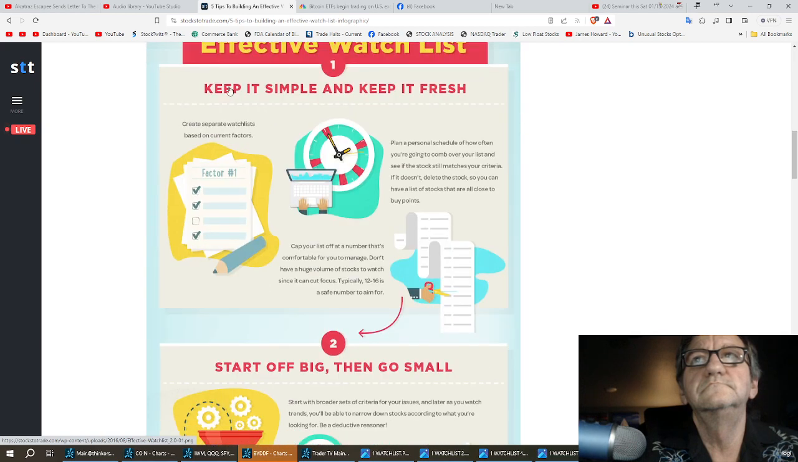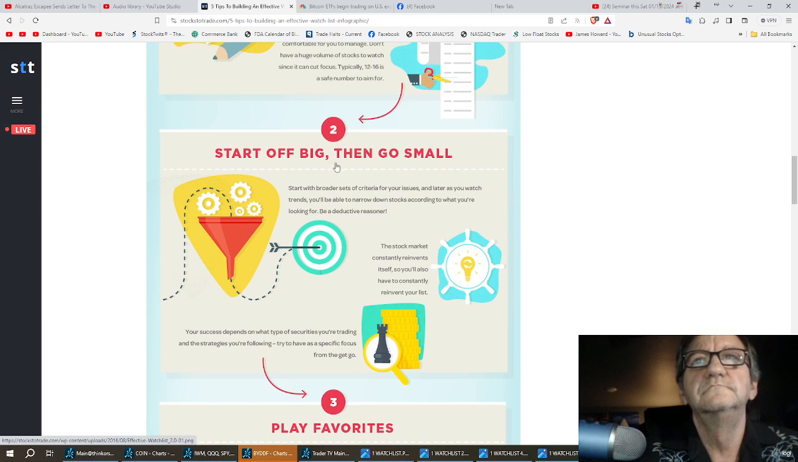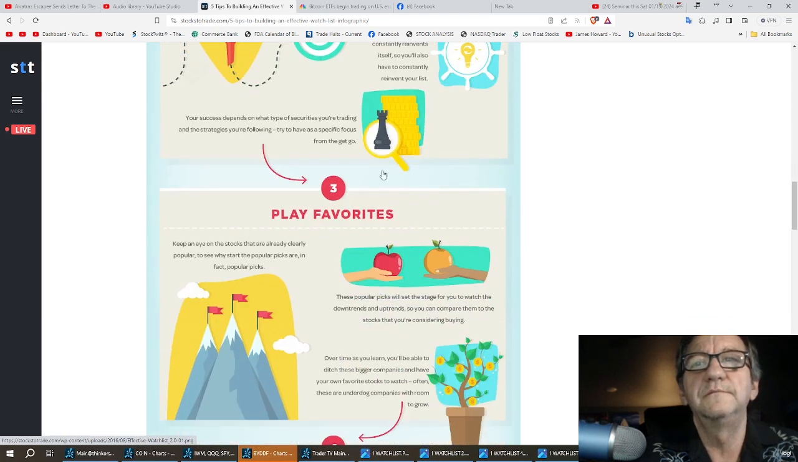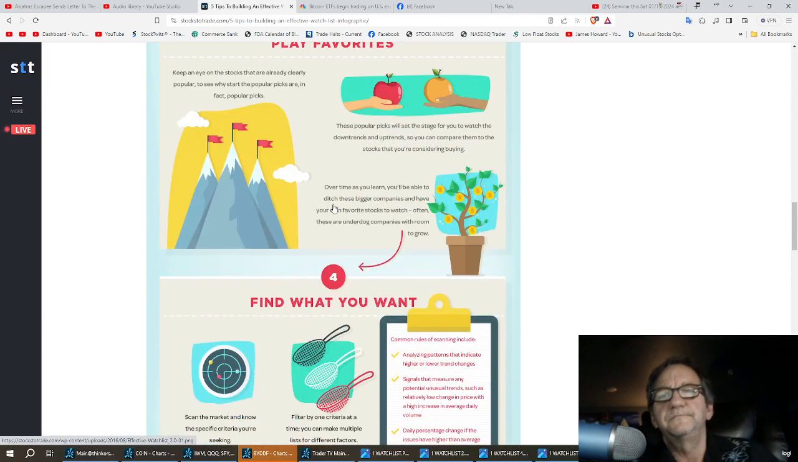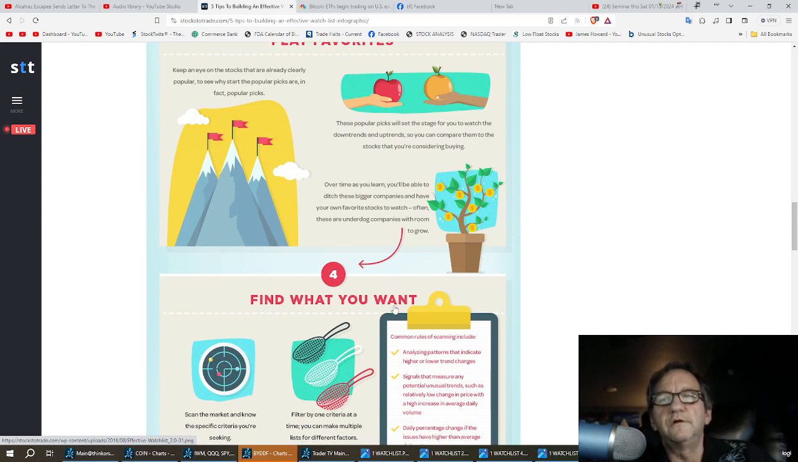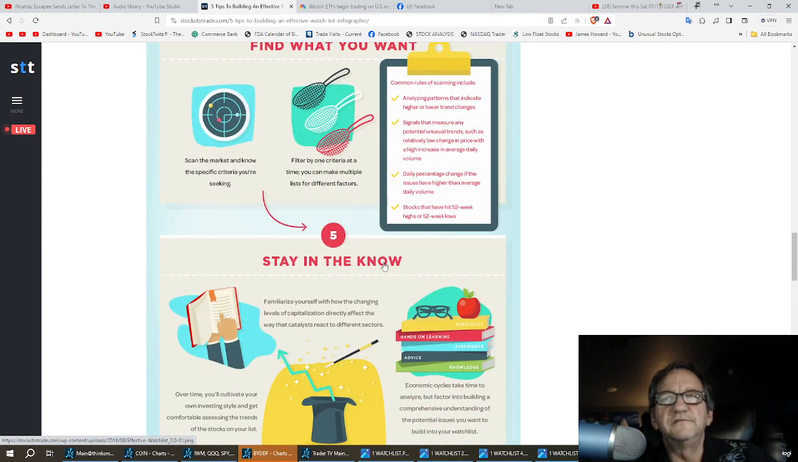Keep it simple and keep it fresh. Start off big and then go small. Play your favorites. Find out what you want. And stay in the now, which I think is the number one rule. And keep it simple and not make it too big. Know where the market is. Being in the now, I think that's probably the most important when you're trimming your watch list. If you have nothing but bad news, you might want to get out of that trade.